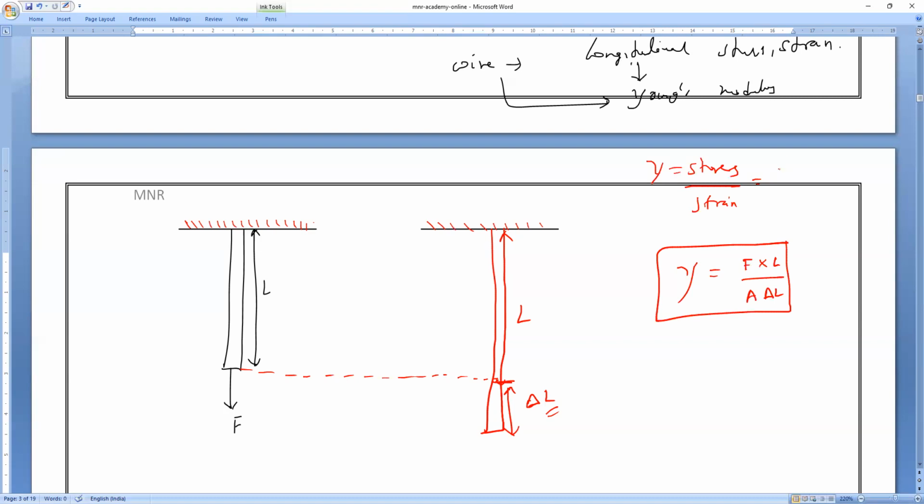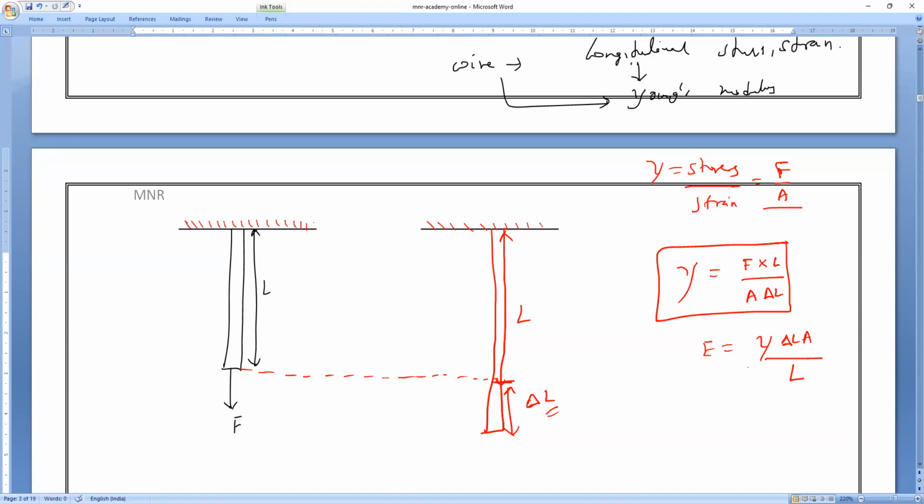Stress is equal to what? Force by area. Strain is equal to what, everybody? What is the formula? So this is the Young's modulus formula. Now if I take the force, force is equal to Young's modulus into delta L into A, divided by L. L will come to the denominator. That is how it has been done.